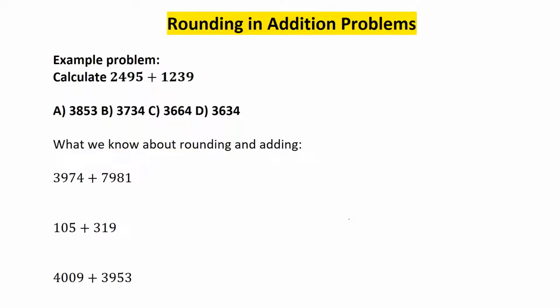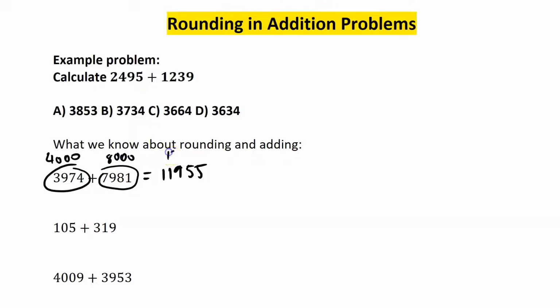So we'll need to use some rounding techniques to be able to select the right answer without actually having to do the calculation. So we'll first have a look at, well, what do we know about rounding and adding? Okay, so let's have a look at a few examples here. Adding these first two numbers together, I get 11,955.